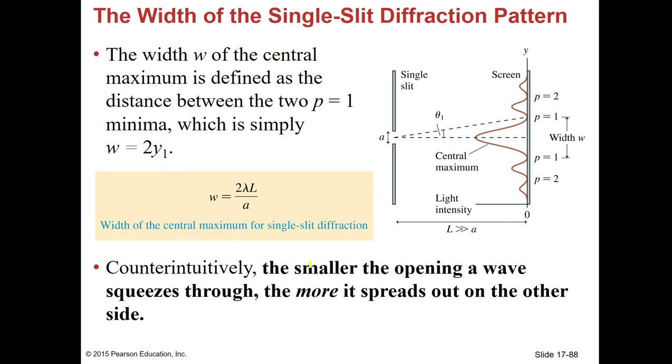Okay, so the central maximum is twice y1. So if you multiply the previous formula by 2, you get this, the width of the central maximum. Okay, very good. So counterintuitively, it says here, the smaller the opening a wave squeezes through, the smaller a is here, in other words, the bigger this width will be. The more it's spreading out. The smaller the slit, the more it spreads out. The bigger the slit, if it's really big, you just get one spot, right? You don't even get this single slit diffraction pattern.